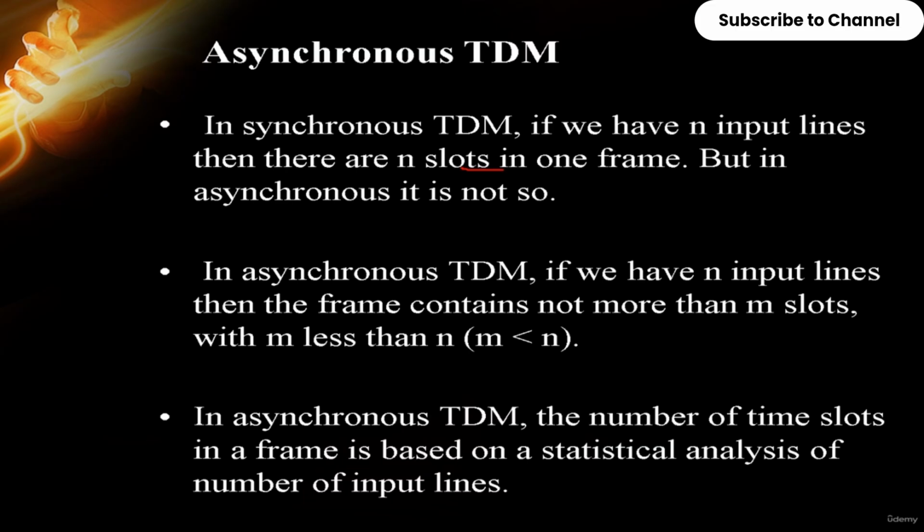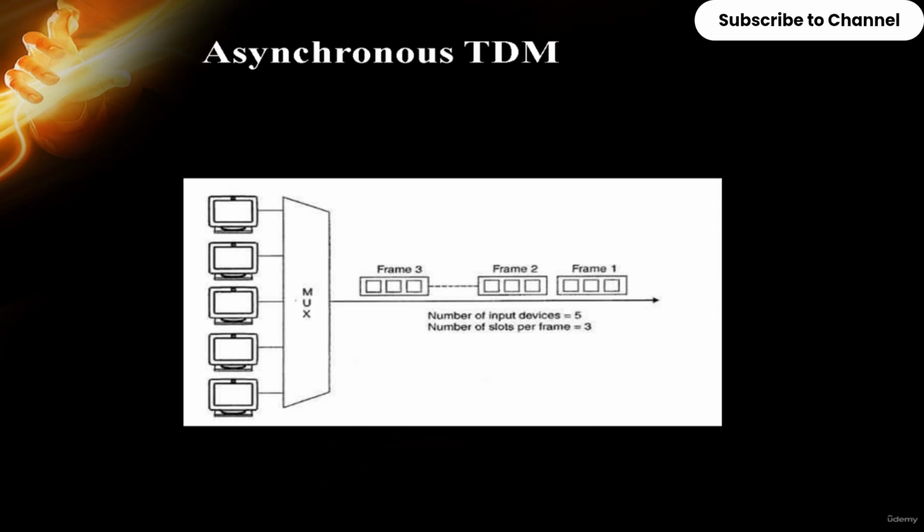Here m should be less than n, where m is the number of slots and n is the number of input lines. The number of slots in the frame should always be less than the available input lines. In asynchronous time division multiplexing, the time slots in a frame are based on statistical analysis of the given inputs. Here we can see 5 devices and 3 slots in the frame. Based on necessity, the devices are given slots and the data is transmitted between sender and receiver. Here only one side is shown.